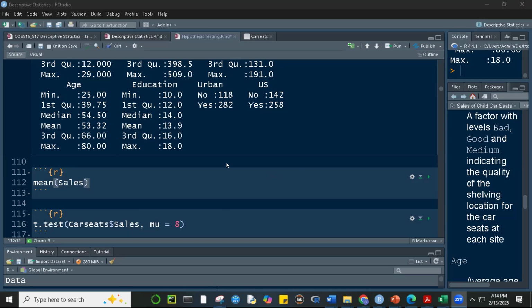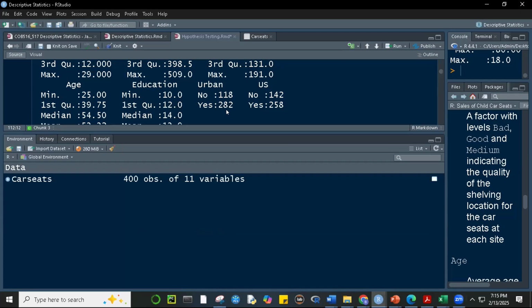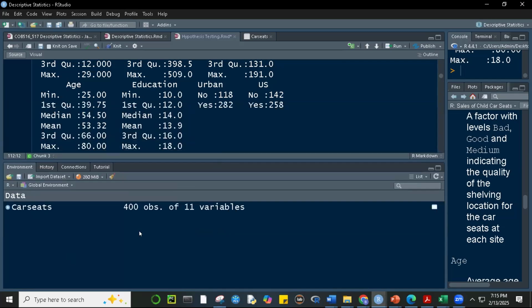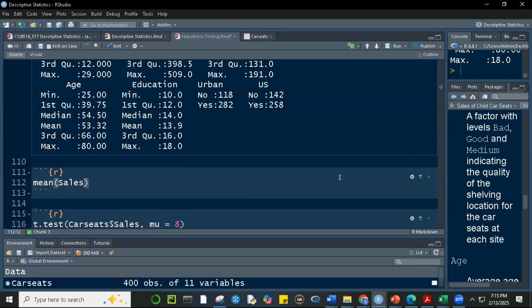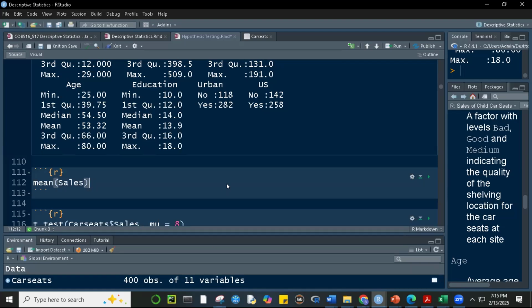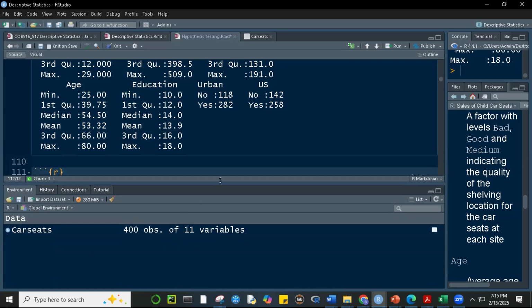Okay, what could be the reason for this, class? If you take a look at your environment below, the environment will tell you what are the objects that are recognized. There's only one object that we have loaded so far, car seats. And sales is not one of them. That's why when we ask R to get the mean of sales, it says object not found, because you haven't loaded the sales object here.